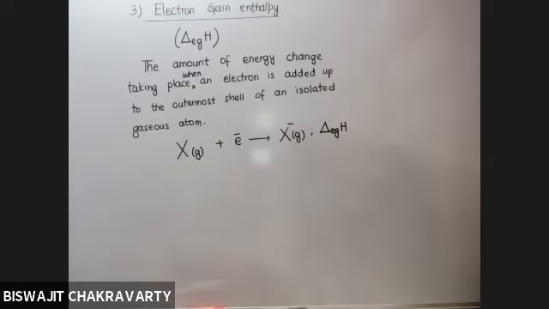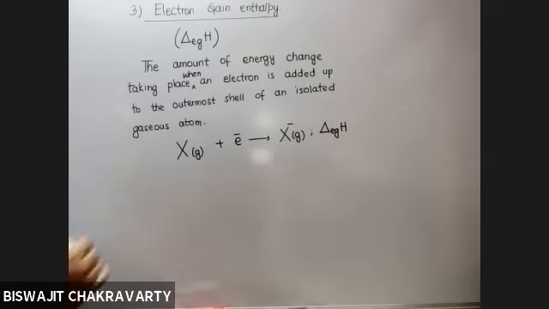But exactly the reverse happens when you are supplying an electron to a halogen. That electron does not require much pleading to get added because the halogen itself is very much interested in accepting the electron. And therefore, to get that electron, it will release a huge amount of energy.